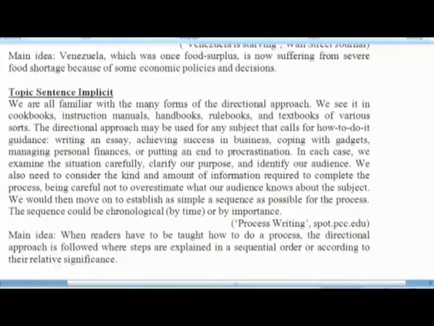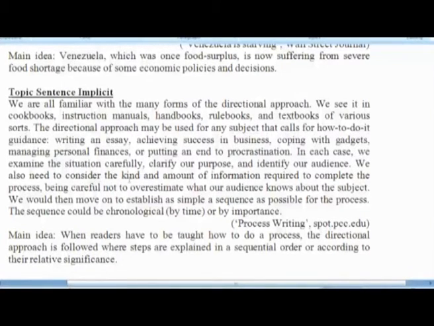We are all familiar with the many forms of the directional approach. We see it in cookbooks, instruction manuals, handbooks, rule books and textbooks of various sorts. The directional approach may be used for any subject that calls for how to do it guidance. Writing an essay, achieving success in business, coping with gadgets, managing personal finances, or putting an end to procrastination. In each case, we examine the situation carefully, clarify our purpose, and identify our audience.